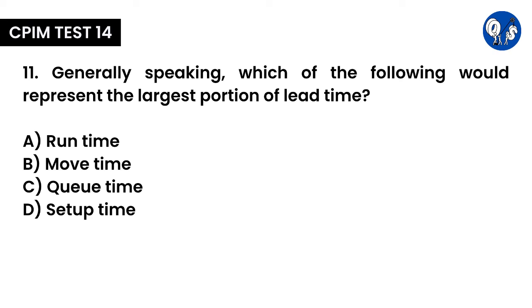Question number 11. Generally speaking, which of the following would represent the largest portion of lead time? A. Runtime. B. Move time. C. Queue time. D. Setup time. Here the correct answer is C. Queue time is generally the largest portion of lead time. If this can be reduced, lead time can be reduced.